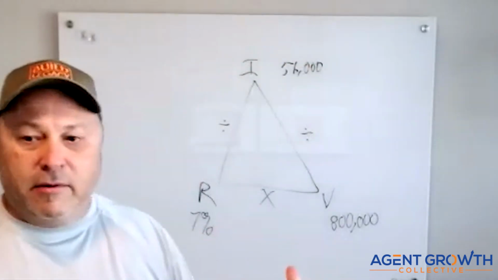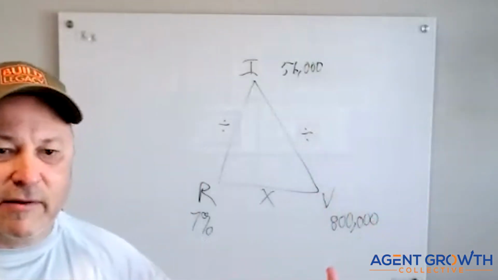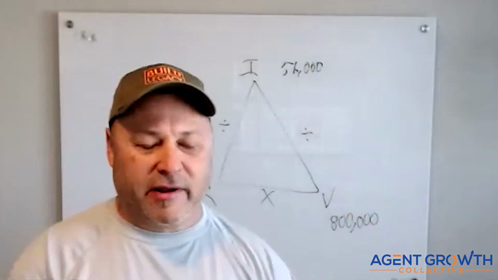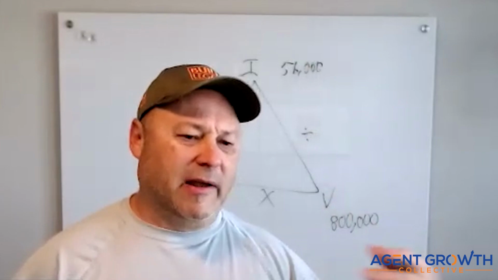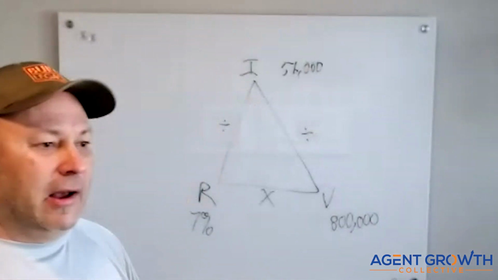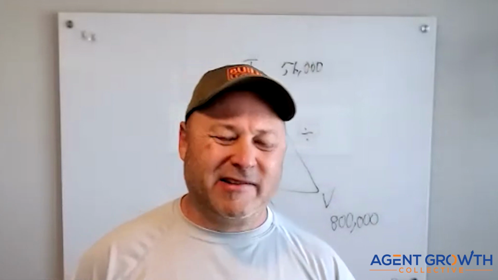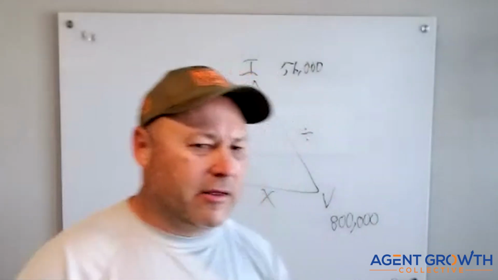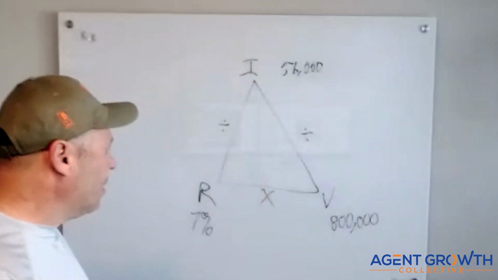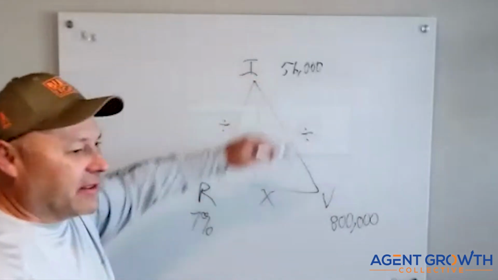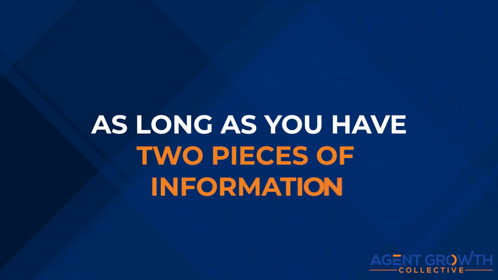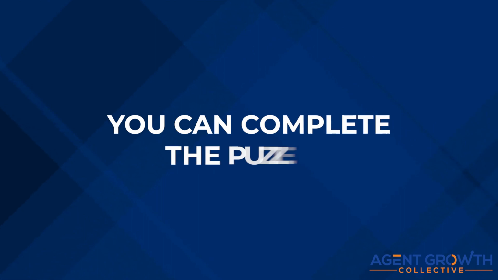So now from there, as an investor, you can take it further. You can look at what is my cash on cash return going to be? What is my annual return going to be? What is my debt service coverage ratio going to be? Okay, DSCR. I'll cover that in another video for you. So you see how this works. As long as you have two pieces of information, you can complete the puzzle.